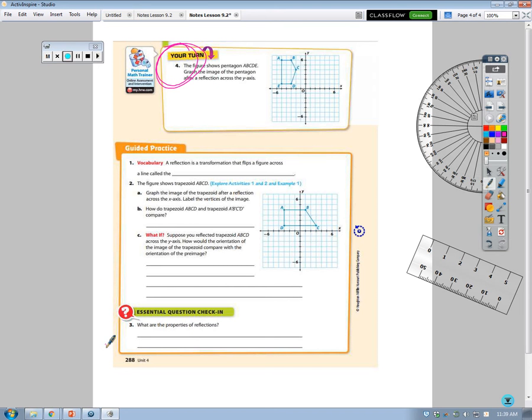All right, guys. So that is properties of reflections. Again, it did take a little while because we spent a lot of time measuring, but that's to remind you what the properties are when we're looking at transformations. Okay? If you have any questions, write them down, bring them to class, and we can go over them. Do the your turn on your own. We'll check it in class next time we meet, and then we'll do guided practice together in class as well.